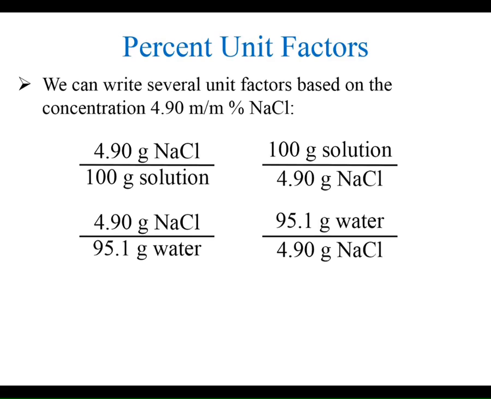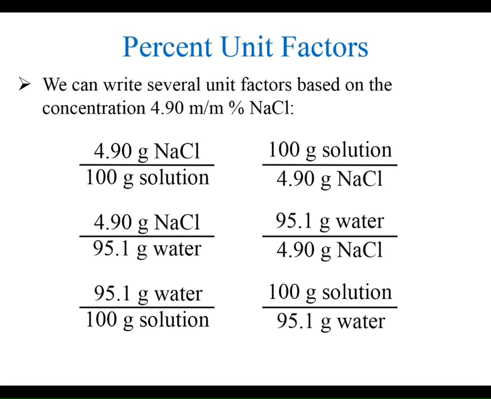So now I've related just the solute to the solvent. Well, I could also relate the solvent to the solution, like that. So from that one percentage, I can get 6 different conversion factors. I can compare solute and solution, solute and solvent, or solvent and solution. But they all come out of that one thing. There's 6 different ways to write that, turning it into 6 different conversion factors.